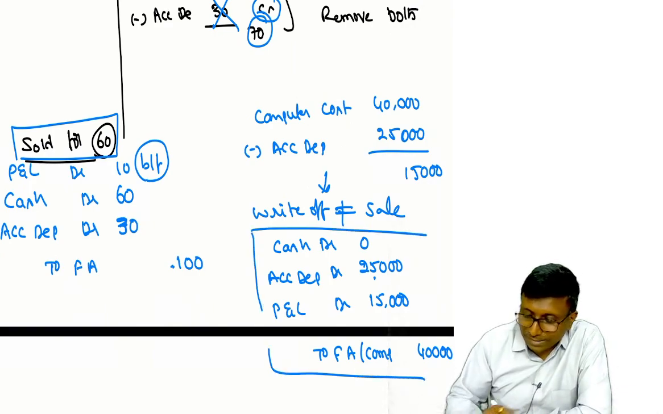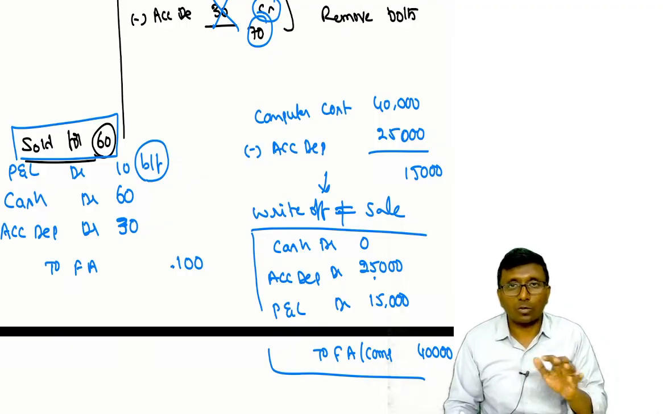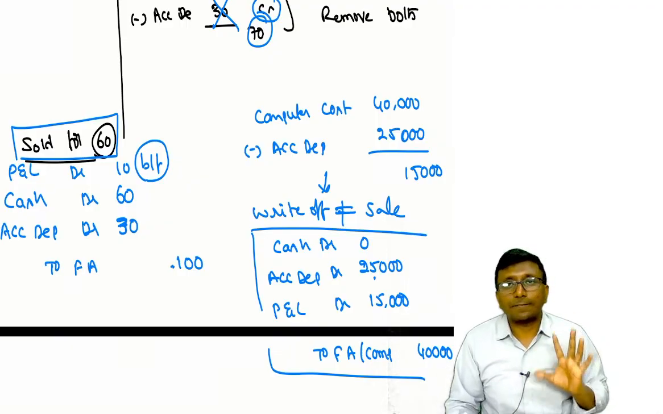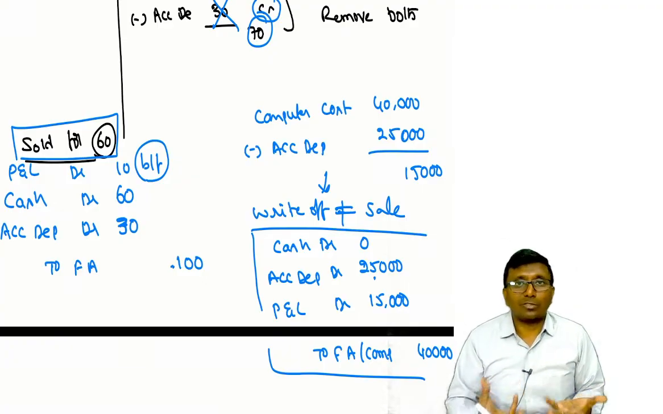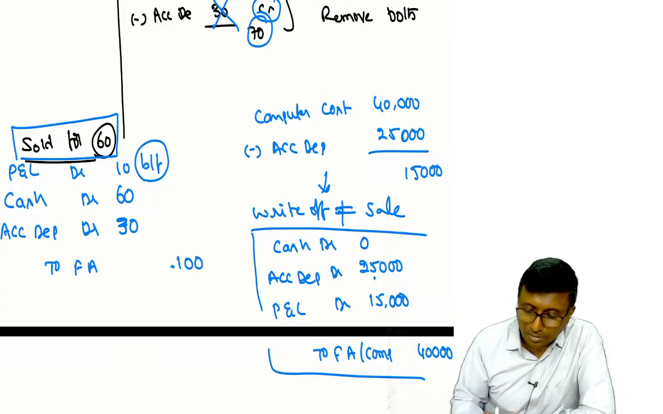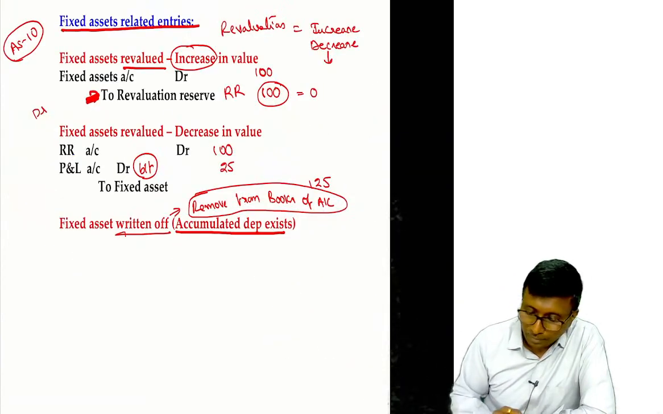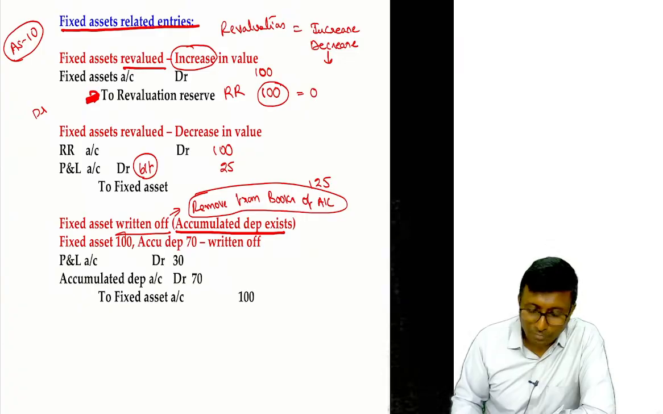Writing off: the asset is not there, which means 15,000 is still there in the books of account. You should clear it and make it 0. And since 15,000 is gone, that means a loss. The loss should be debited to the profit and loss statement. This is how you are supposed to do it. So fixed asset 100, you wrote off. Same thing, with the number difference, I have given the journal entry here.